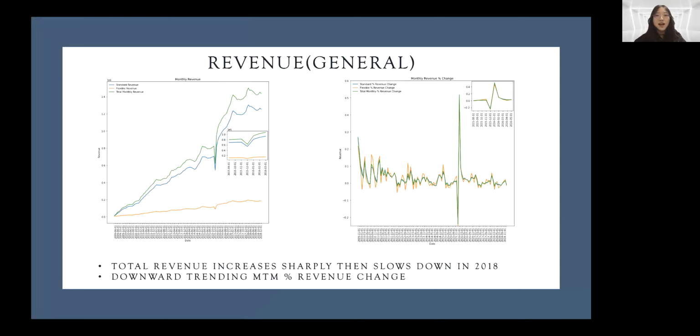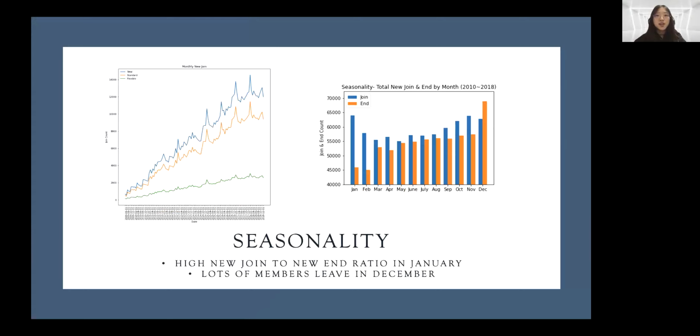out the reason behind. Here, we can see a clear seasonality trend, where lots of members choose to join in January or later months of the year. January has the highest join-to-leave ratio, while December has the lowest. We can also see that the new joined members have slowed down significantly in 2018.